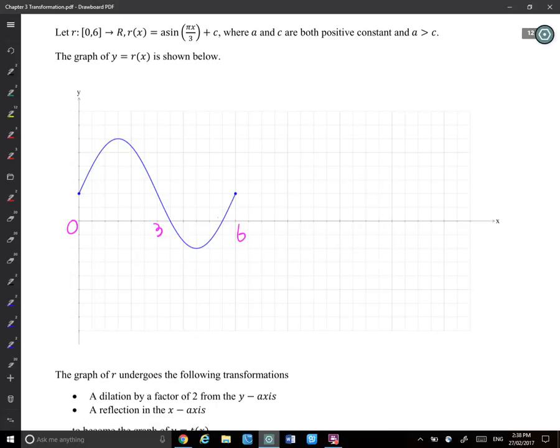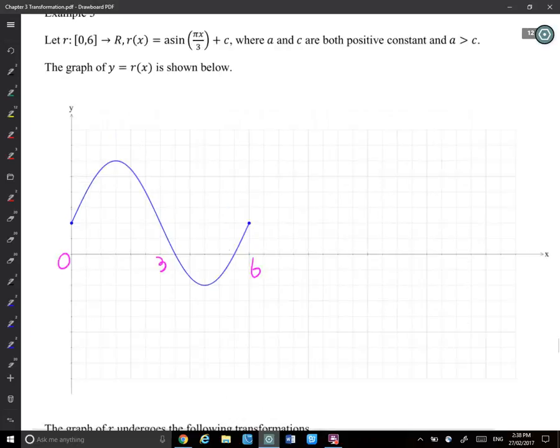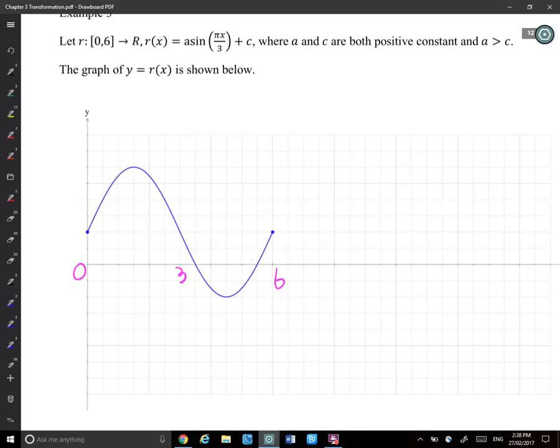I haven't really told you what the formula is. I just say that it's a sine pi x over 3 plus c, where a and c are both positive and a is greater than c. And the graph y equals R of x is shown below here. First of all, I want to find out all the special points.